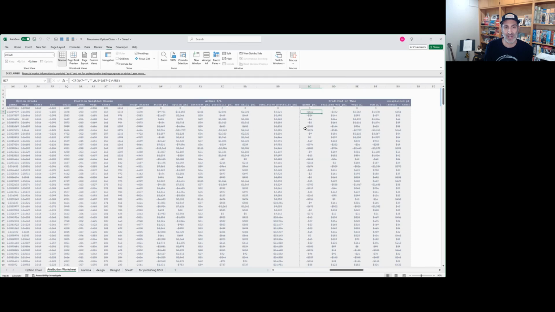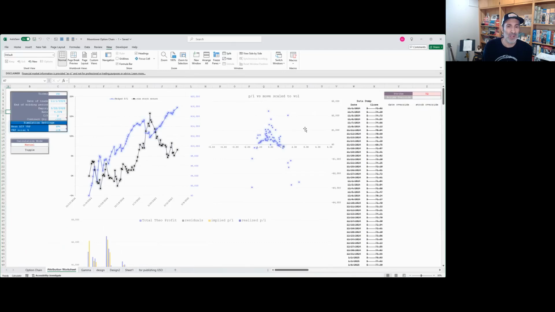So we learned here that, okay, we lost on realized vol P&L, we made on vega P&L, and we netted out making money on this position for that day. So that's basically stepping through one day.